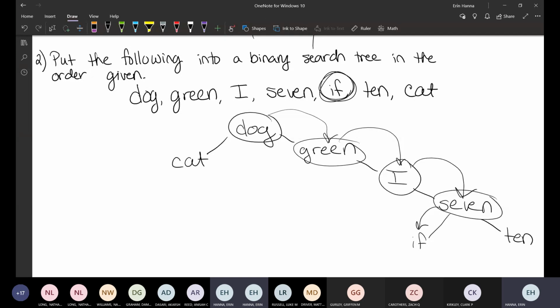Any more questions about binary search trees or the warm-up in general? There's one word and one letter binary search tree on your quiz. But it's the same type of idea, just with numbers instead of letters.